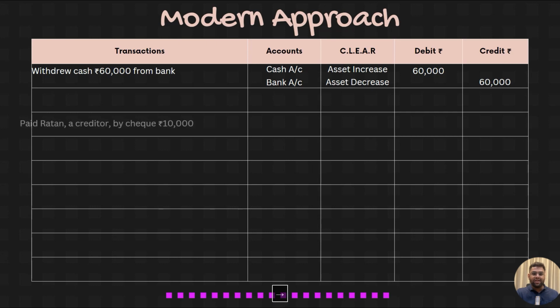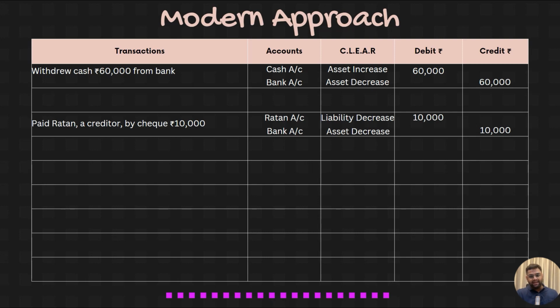Next transaction. Paid Ratan, a creditor, by check ₹10,000. The two accounts here are Ratan account and bank account. Ratan is nothing but a creditor, which means he is a liability, and if you are giving him a check, you are reducing the liability. Liability decrease, debit. And bank account is nothing but an asset. If you are giving someone a check, bank balance reduces, so asset decrease is credit.